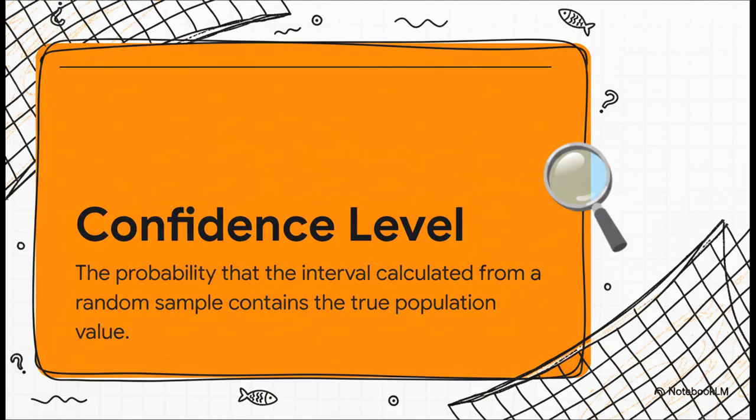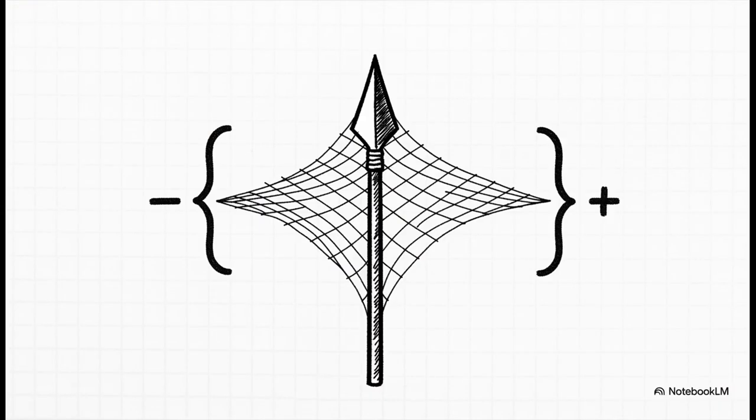It means if we were to do this whole process 100 times and cast 100 different nets, we'd expect about 95 of them to capture the real answer. It's a long-term success rate. And when you put it all together, the whole idea is actually beautifully simple. You just take your best guess, that's your point estimate, and then you add and subtract your wiggle room, the margin of error. That's it. That is the recipe for building our net.